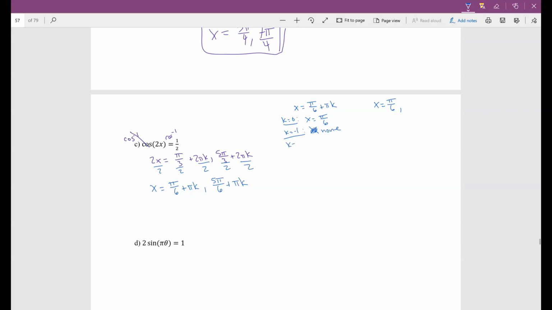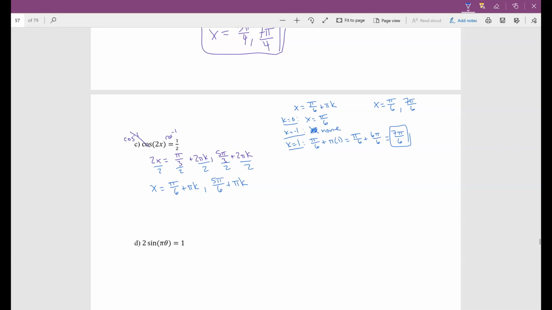Now let's plug in k equals 1. Let's see what happens. I'm going to take pi over 6 and add pi times 1. So that's pi over 6 plus 6 pi over 6. That's going to give me 7 pi over 6. Oh, 7 pi over 6 is within the interval. So this one is good. See that we would have lost this one.